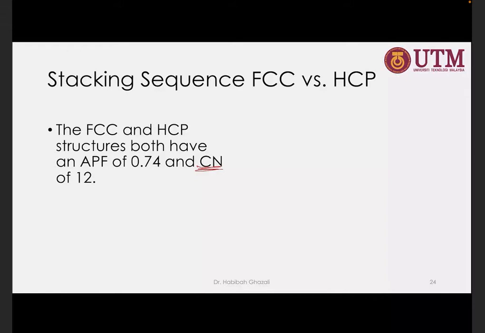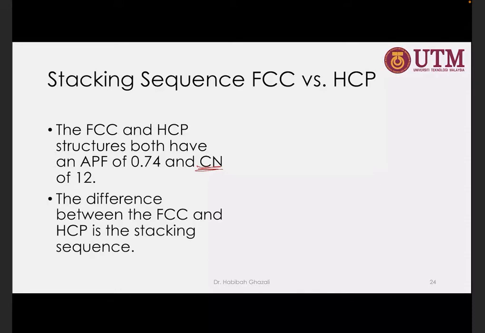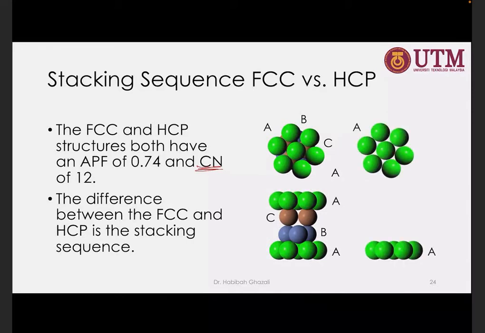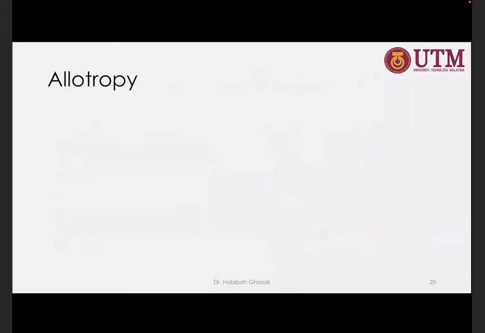So the FCC and HCP structures both have an atomic packing fraction of 0.74 and a coordination number of 12. The difference between them is the stacking sequence. A, B, C, A. That is the sequence for FCC, whereas HCP is A, B, A, B. So they are different sequences, different structures.